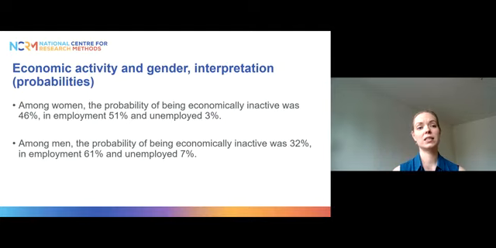And if we calculate these probabilities for men as well, we could then summarize our results, for instance, using these two sentences. Among women, the probability of being economically inactive was 46%, in employment 51%, and unemployed 3%. Among men, the probability of being economically inactive was 32%, in employment 61%, and unemployed 7%.